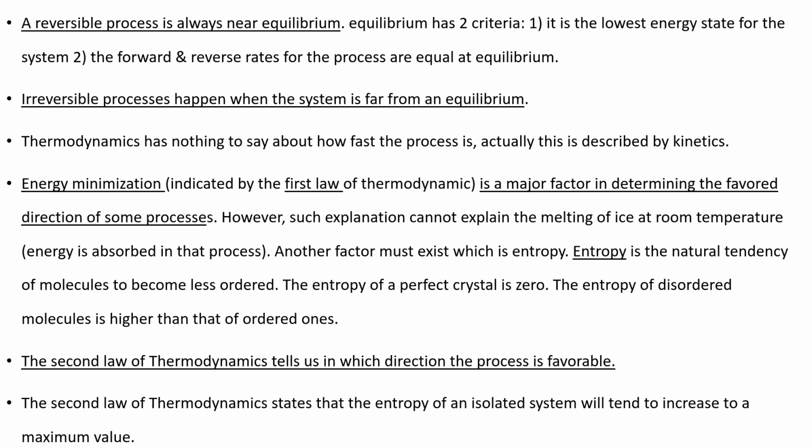A reversible process is always near equilibrium. The equilibrium state has two criteria. The first one is that it has the lowest energy state for the system. The second one is that the forward and the reverse rates for the process are equal at equilibrium. Irreversible processes happen when the system is set far away from equilibrium. Thermodynamics has nothing to do with how fast the process is. Actually, this is described by kinetics.